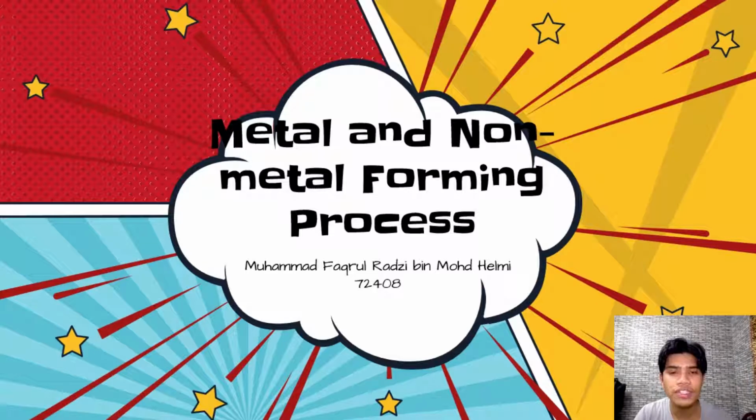Clearly, the difference between these two processes is the material used in the process. Usually, in a metal forming process, we are using a material that has a characteristic of metal, for example, aluminium and steel. For a non-metal forming process, we are using plastic.